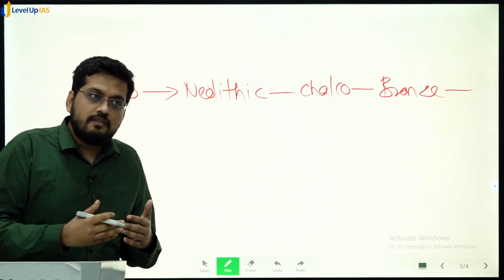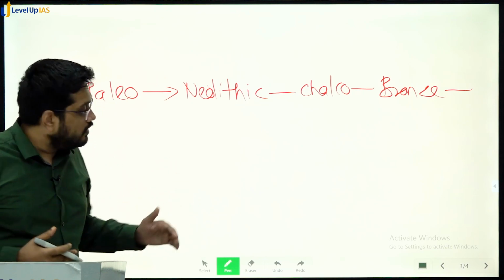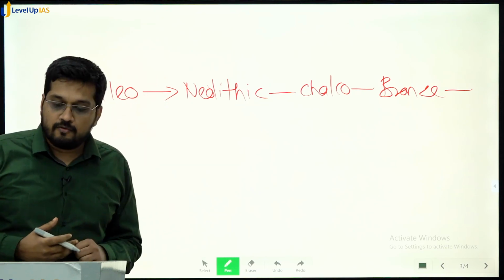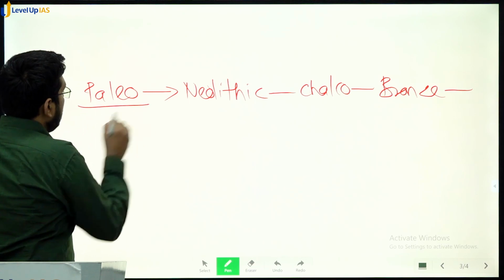And he has given a level of cultural evolution which accompanies every stage. For example, in Paleo, he says man was savage.